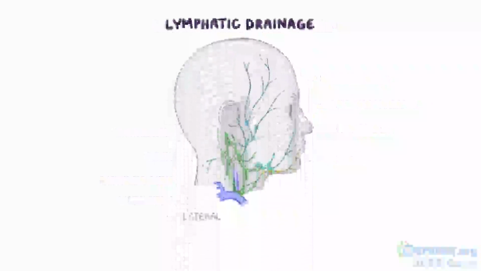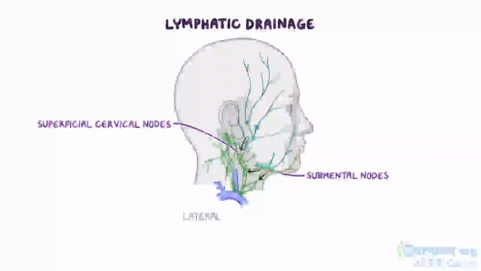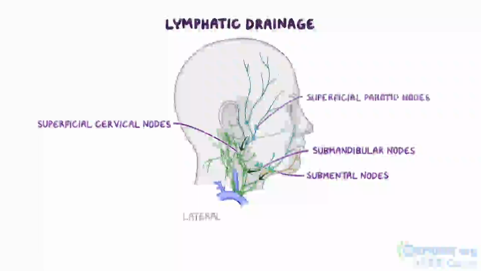Last but not least, let's discuss the lymphatic drainage of the face. Lymph from the face drains into the superficial ring of lymph nodes in the neck and lower face. The submental lymph nodes receive lymph from the central part of the lower lip and the chin. The submandibular lymph nodes receive lymph from the upper lip and lateral parts of the lower lip. Lymph from the lateral part of the face drains to the superficial parotid lymph nodes. Lymph from the nasal cavity drains into the deep parotid nodes.